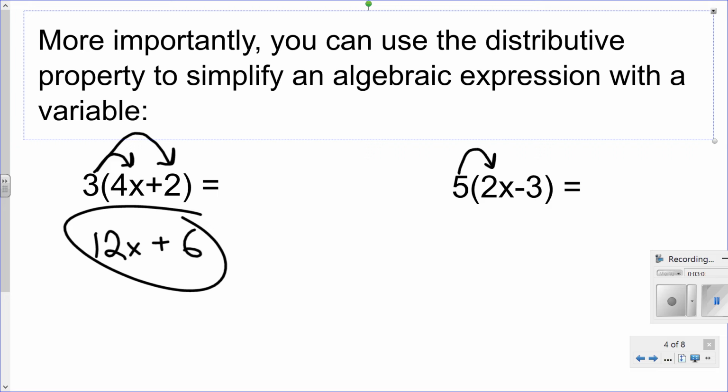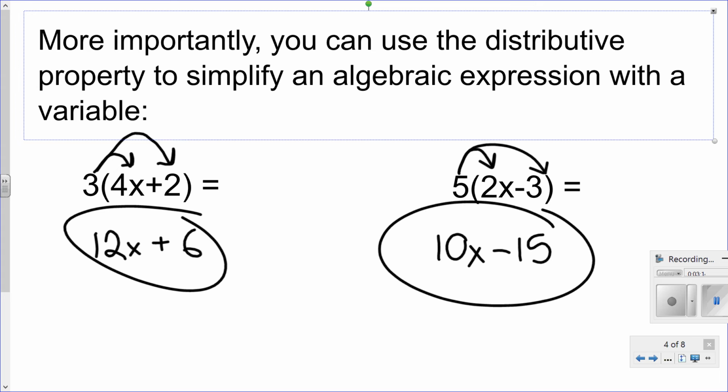If you distribute the 5, you get 5 times 2x, which is 10x. Then 5 times minus 3 is minus 15.